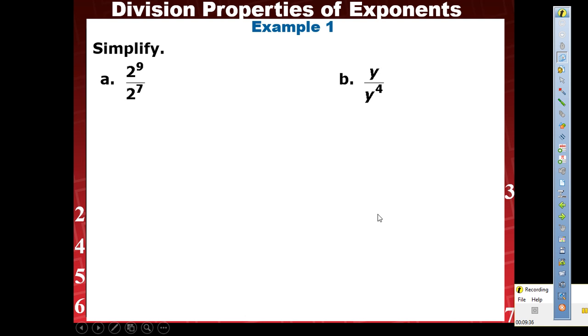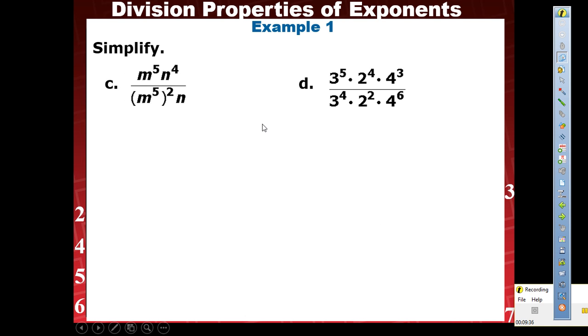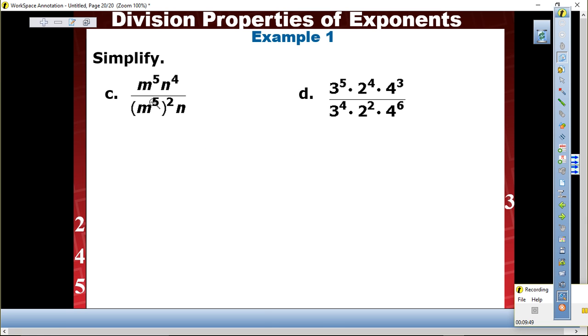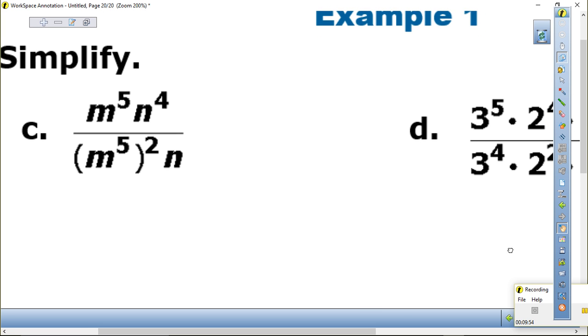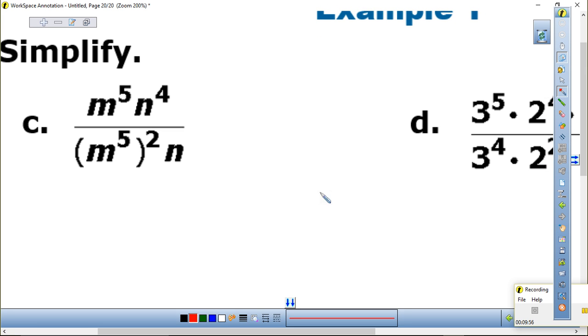Okay, copy this next one, example C, 1C. Let's see how we do with this one. Let me zoom in so you can see. Who sees the denominator has more stuff to do, right? So let's focus on that.